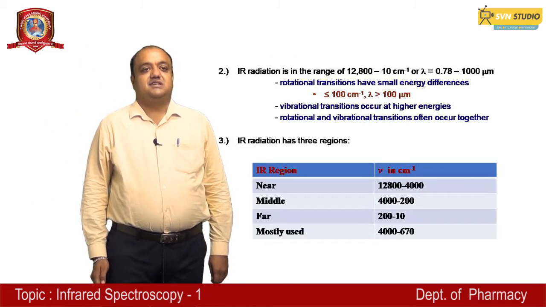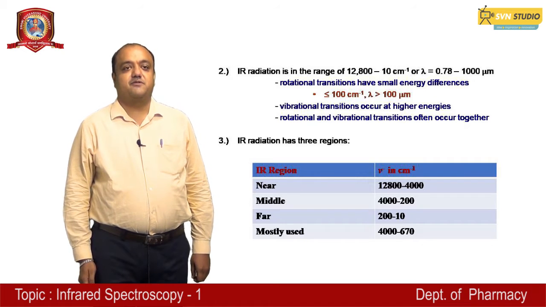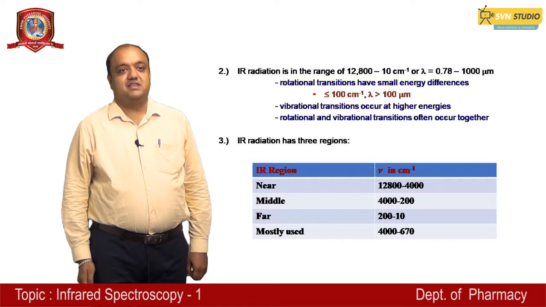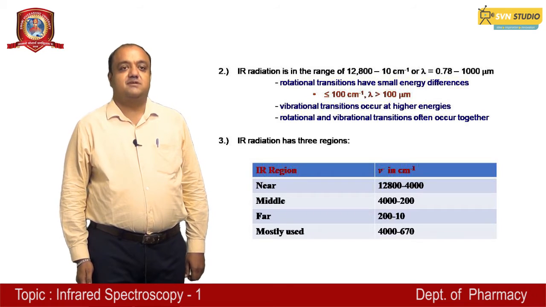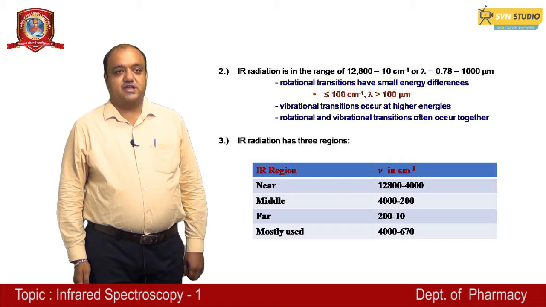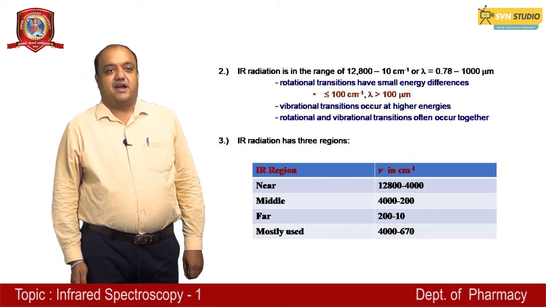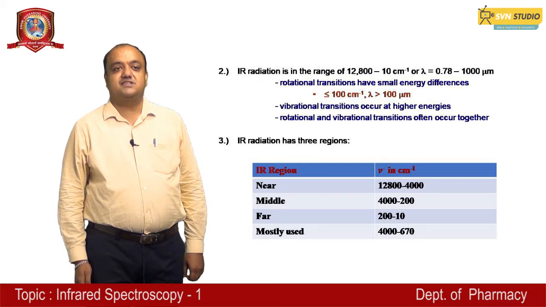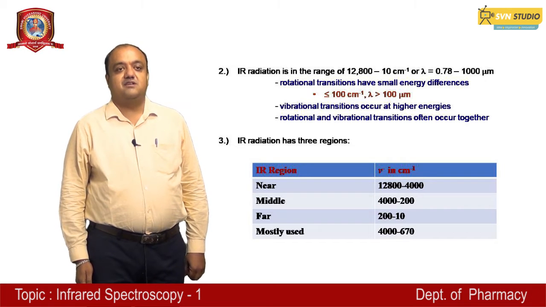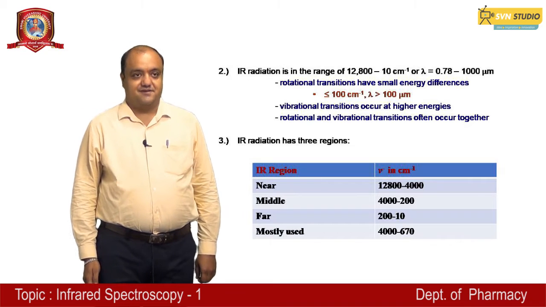IR radiation is in the range of 12,800 to 10 cm inverse, and in wavelength, lambda equals 0.78 to 1000 micrometers. Rotational transitions have small energy differences, less than 100 cm inverse. Vibrational transitions occur at higher energies. Rotational and vibrational transitions often occur together.